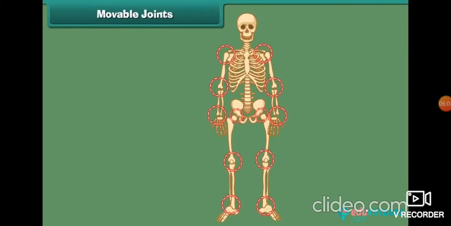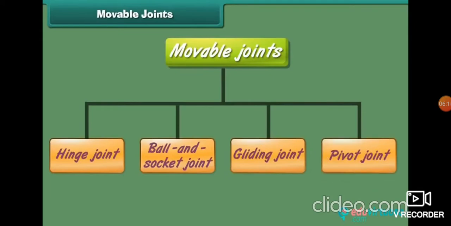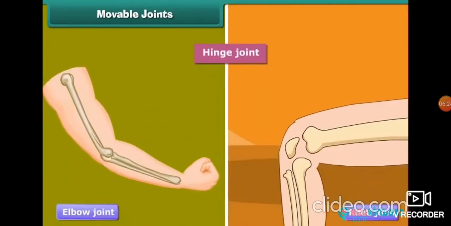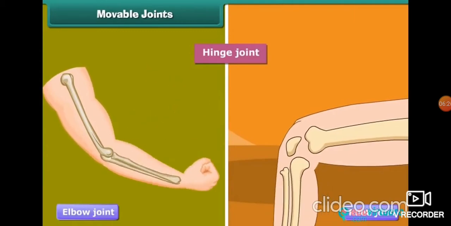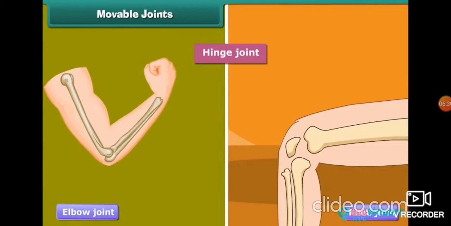We cannot move them. Movable joints are those which can move in any direction. For example, our arm, elbow, thigh, we can easily move them. There are different types of joints: hinge joint, ball and socket joint, gliding joint, and pivot joint. A hinge joint is a type of joint which can move only in one direction. For example, the elbow joint and knee joint.